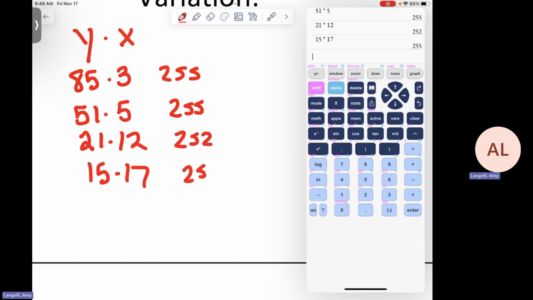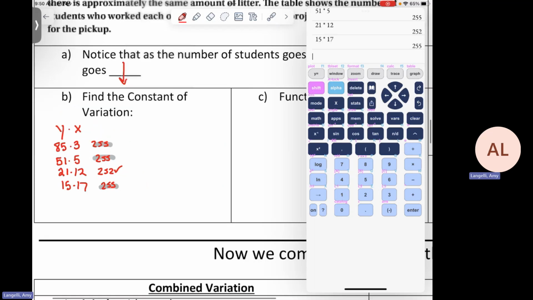Okay, so in general, I'm going to use 255. And I'm going to say 252 is good enough to represent an equation. Our equation might not be perfect, but it'll be good enough, in general. So I'm going to write that k equals 255.